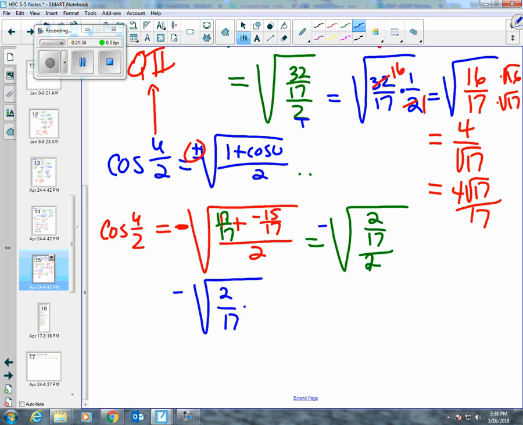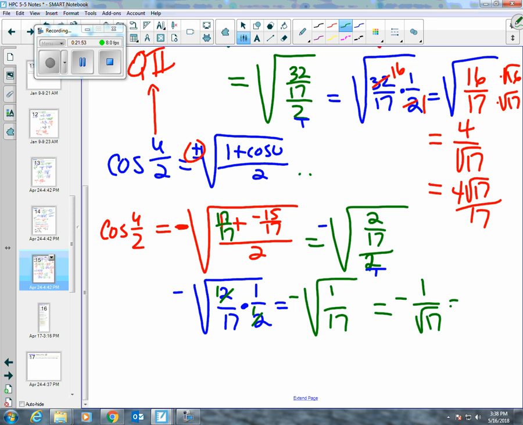So 2/17 times the reciprocal of 2. Well, that would be 1/2. So I can simplify a little bit, divide those 2's out. So we get 1/17, still negative. And again, remember, you can do the top and the bottom separately. So the square root of 1 is 1. Square root of 17 is square root of 17. And then we rationalize. So square root of 17 over 17. So sine and cosine, the arithmetic's almost identical.